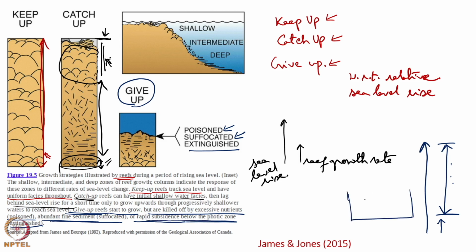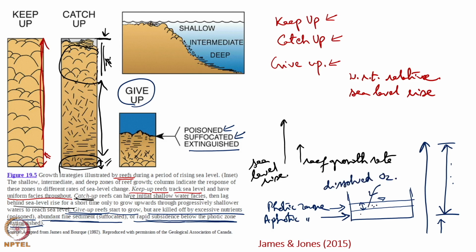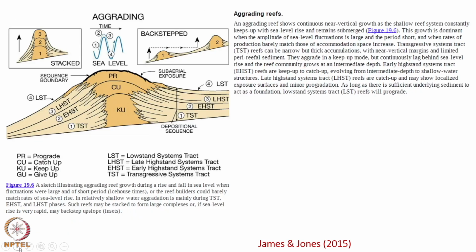In the sea water, we can consider the depth up to which the sunlight can penetrate is called the photic zone, and below that the dark region is called the aphotic zone. In the photic zone, we get dissolved oxygen, but in the aphotic zone, we do not get oxygen. Let us also see some other terms of reefs in the context of sequence stratigraphy, aggrading reefs.